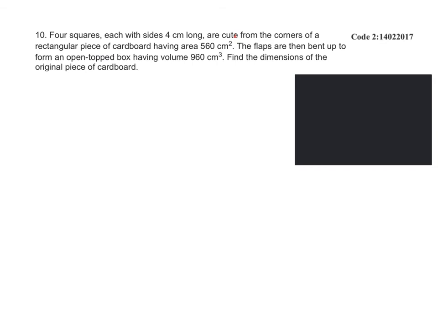So the way I'm thinking of this image, if I had a 3D model to work with, is I think of like an open pizza box. Okay, so first thing they tell us is that there are 4 squares, each with sides 4 centimeters long, cut from the corners of our rectangular piece of cardboard that you see at the right. So I'm going to add in some corners here. So 1, 2, I'm trying to make them even, but it's a little hard, 3 and 4.